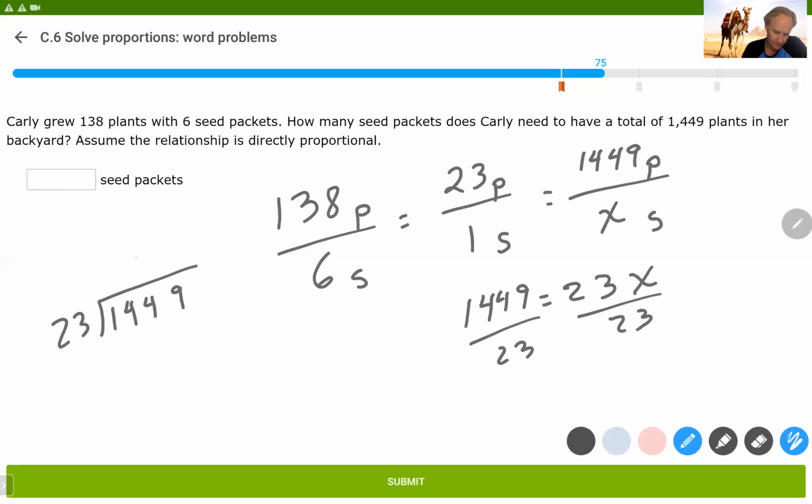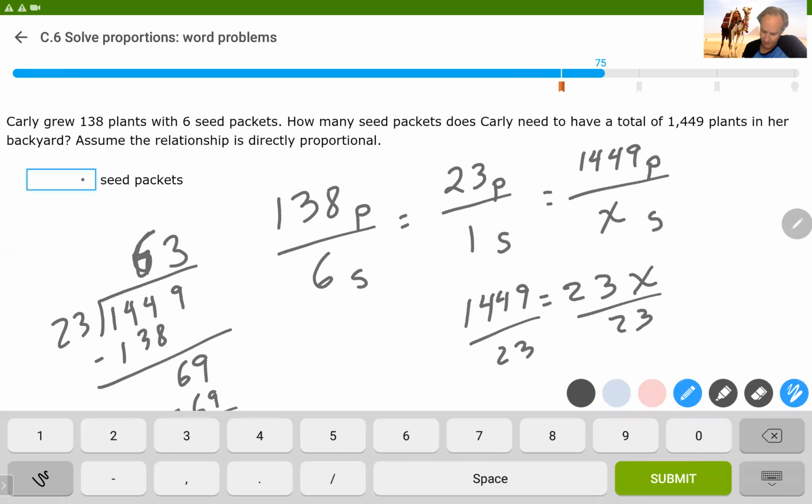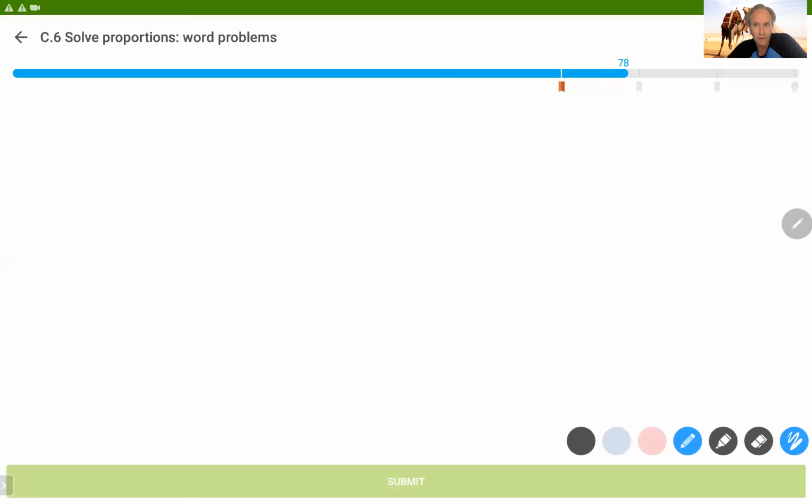And this goes in 7 times. That's 152. No, 161. That's not right. So it's going to have to go 6. 6 times 23 is 138. We subtract and you get 69, which happens to go in 3 times. So we're talking about 63 seed packets that we need. I know some of you are going to want to grab your calculator, and that's okay. Use it when you need it, but when you don't, probably better to go without.